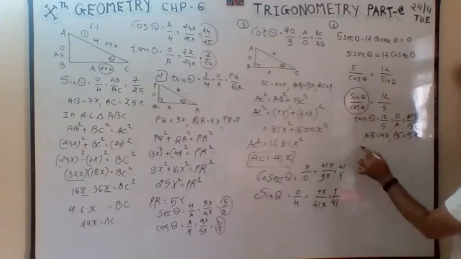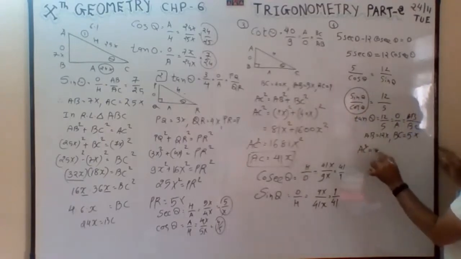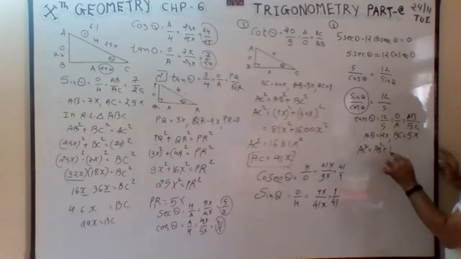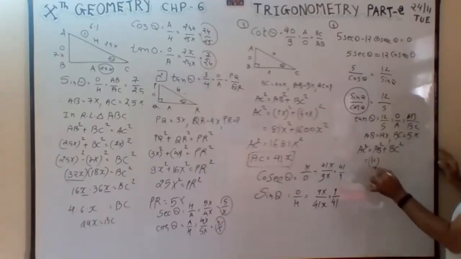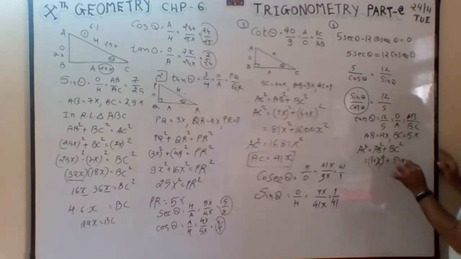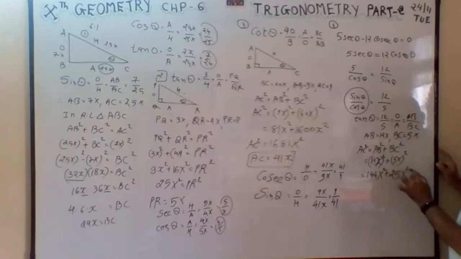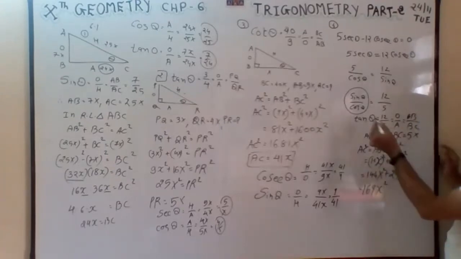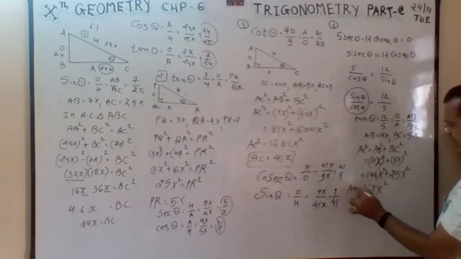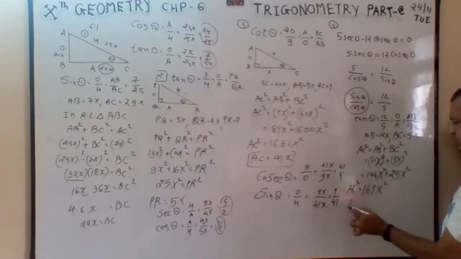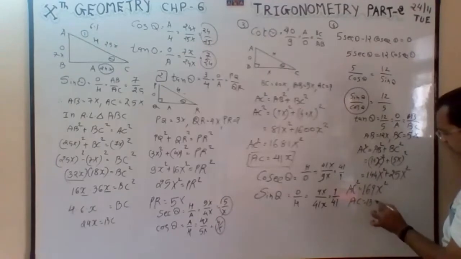We have to find AC. So AC squared is equal to AB squared plus BC squared, 12x squared plus 5x squared. 144x squared plus 25x squared is 169x squared, and the 5, 12, 13 triplet we know. So AC is equal to 13x.